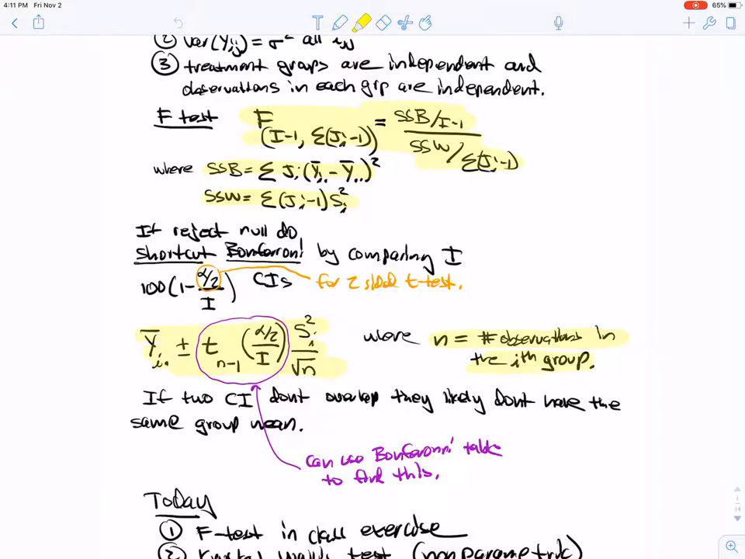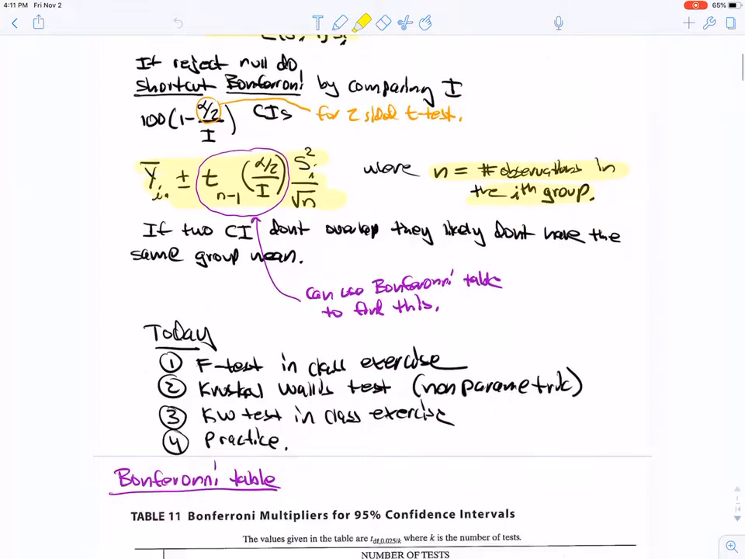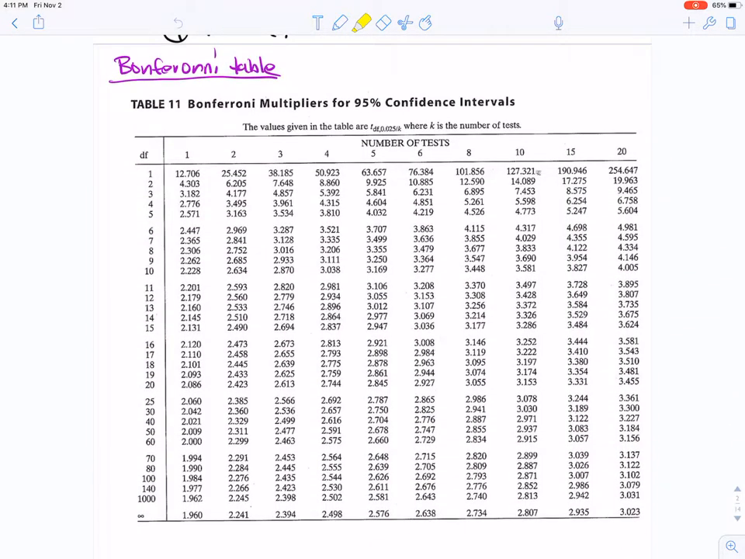So we have the treatment mean plus or minus this cutoff times the sample standard deviation of that treatment group over square root of n. So n here is the number of observations in the ith group. And to find the cutoff, you can actually use a Bonferroni table, and let me show you that. So that's here.